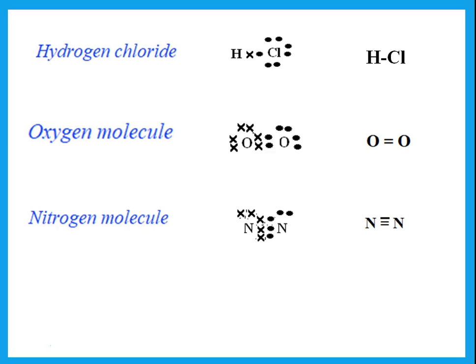Now, when something shares 1 pair of electrons, this is called a single covalent bond. So HCl has a single covalent bond. But when something is sharing 2 pairs of electrons, that means it has a double covalent bond, like in the oxygen molecule. So the oxygen molecule has a double covalent bond. In the nitrogen molecule, each nitrogen has 5 electrons, so it needs an extra 3 from its neighbor, and that means each of them is going to contribute 3 electrons to its neighbor, and that means they're sharing 3 pairs of electrons. This is called a triple covalent bond.